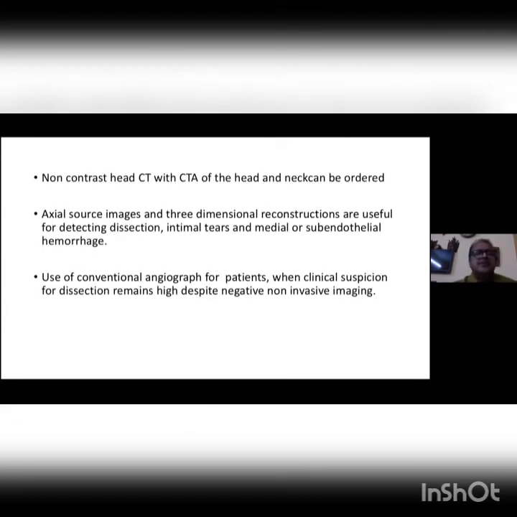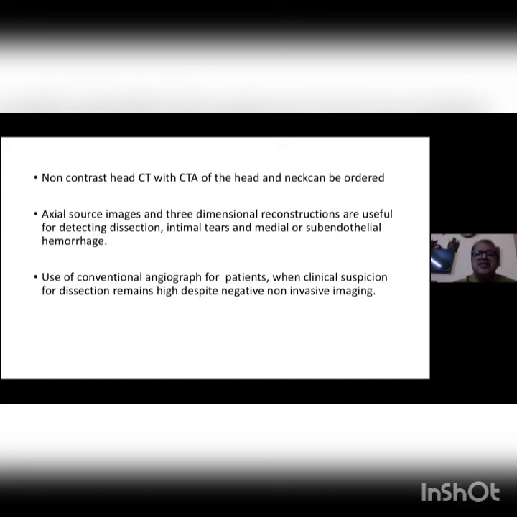You have to do a non-contrast CT and a CT angiogram of the head and neck vessels. That also gives an equal result, like an MR angiogram. Axial source images and three-dimensional reconstructions are useful for detecting dissection. Intimal tears and medial or subendothelial hemorrhage can be picked up in this imaging.